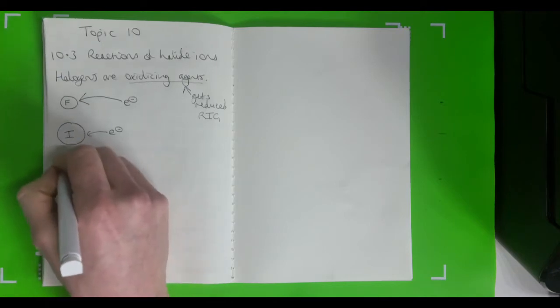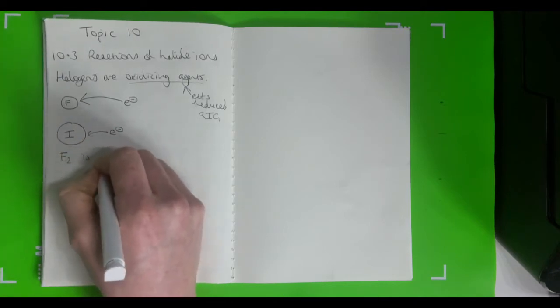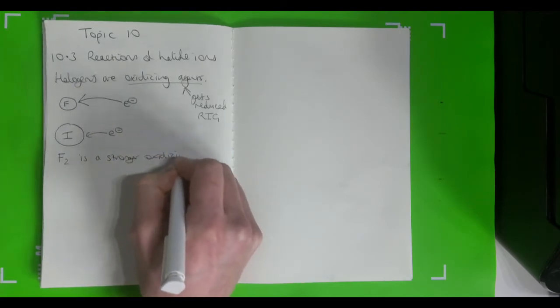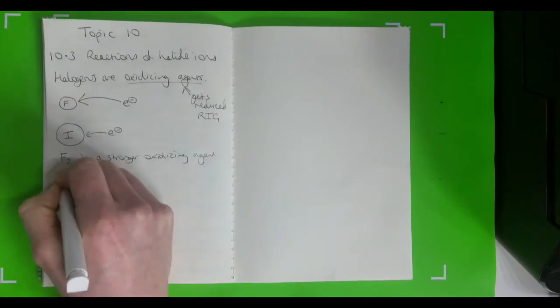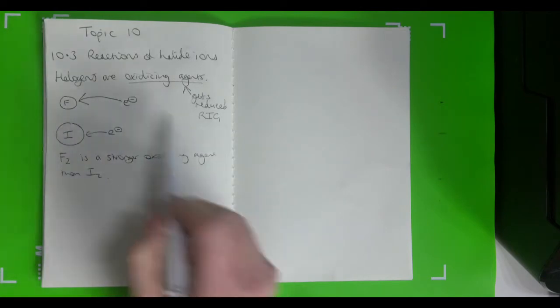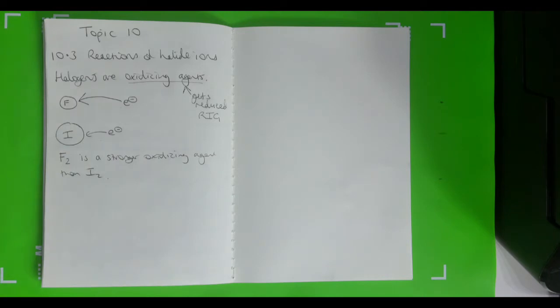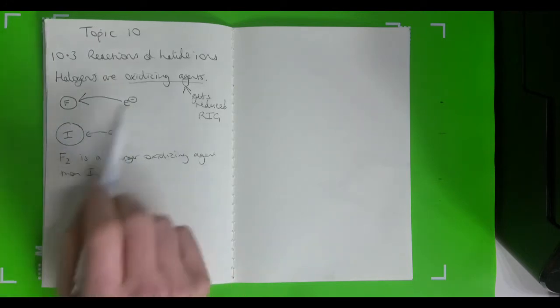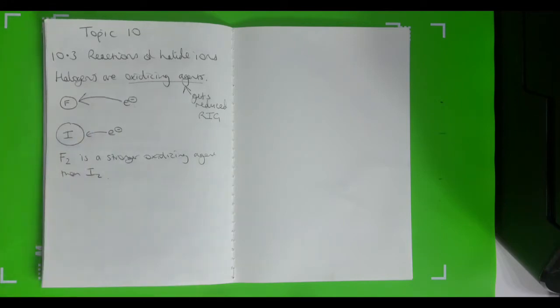So F2 is a stronger oxidizing agent than I2. We did that in 10.2. So there's an explanation of why that is, and the evidence comes from displacement reactions as well, doesn't it? So we know that halogens are oxidizing agents. The reason why they need to be oxidizing agents is because we need to fill the electron shells, so we're trying to gain electrons there.